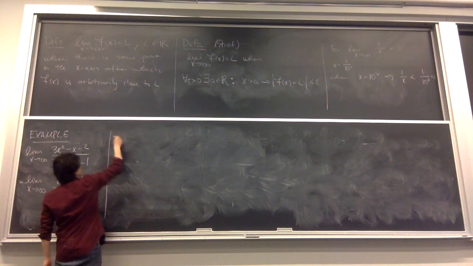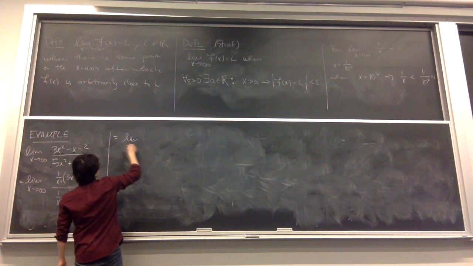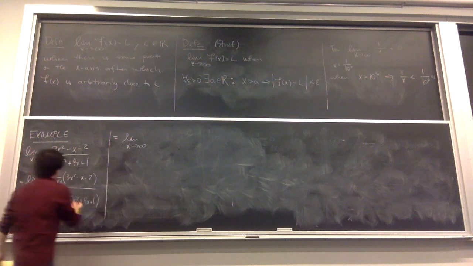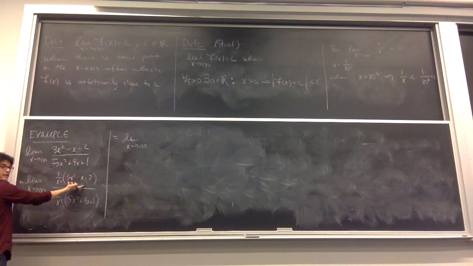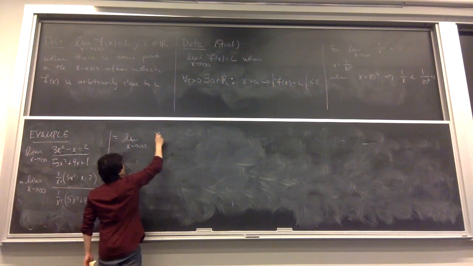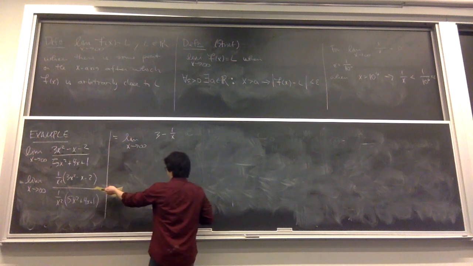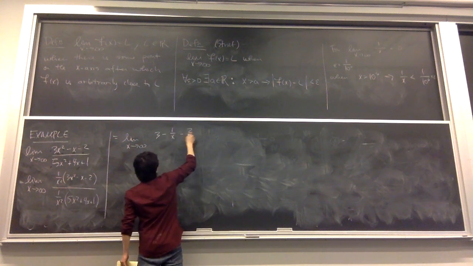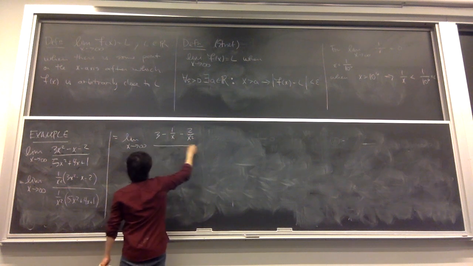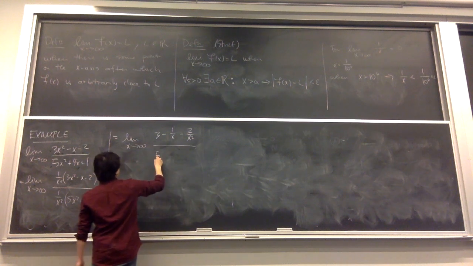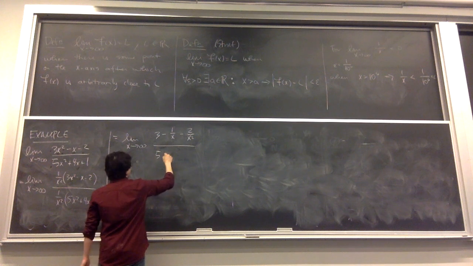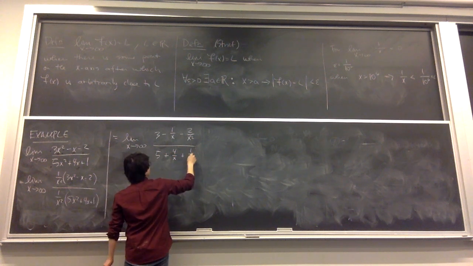Okay, let's continue. This is going to be equal to the limit as x goes to infinity. I'm going to now distribute this 1 over x squared into here. So I'm not going to write it again. Just pay attention. 3x squared divided by x squared is 3. Then we're going to get minus 1 over x, that's what minus x over x squared gives. And then minus 2 over x squared. On the bottom, we're going to get 5 plus 4 over x plus 1 over x squared.